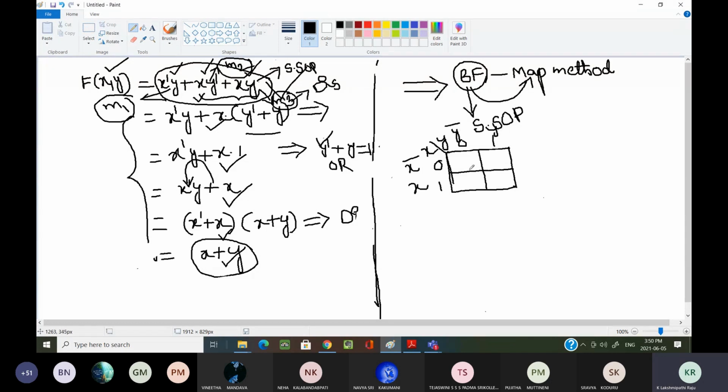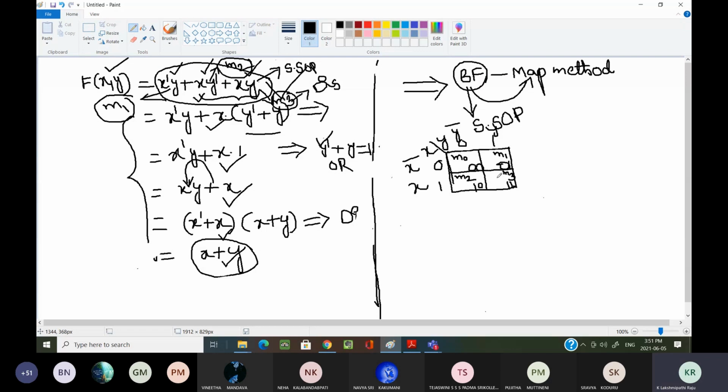Okay, what is the min term here? What is the value here? 0, 0. What is the value here? 0, 1. What is the value here? 1, 0. What is the value here? 1, 1. This I can write as min term 0, this as min term 1, this as min term 2, and this as min term 3.